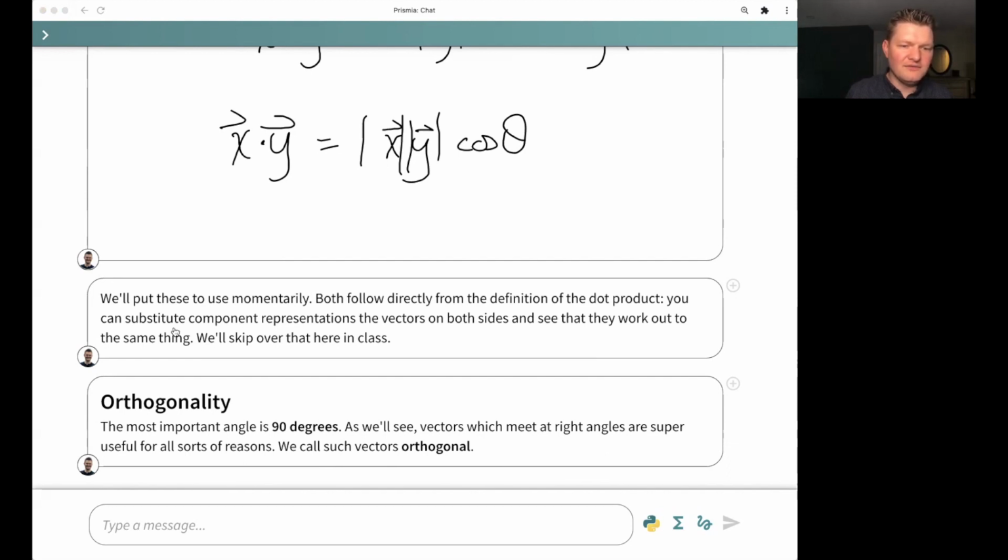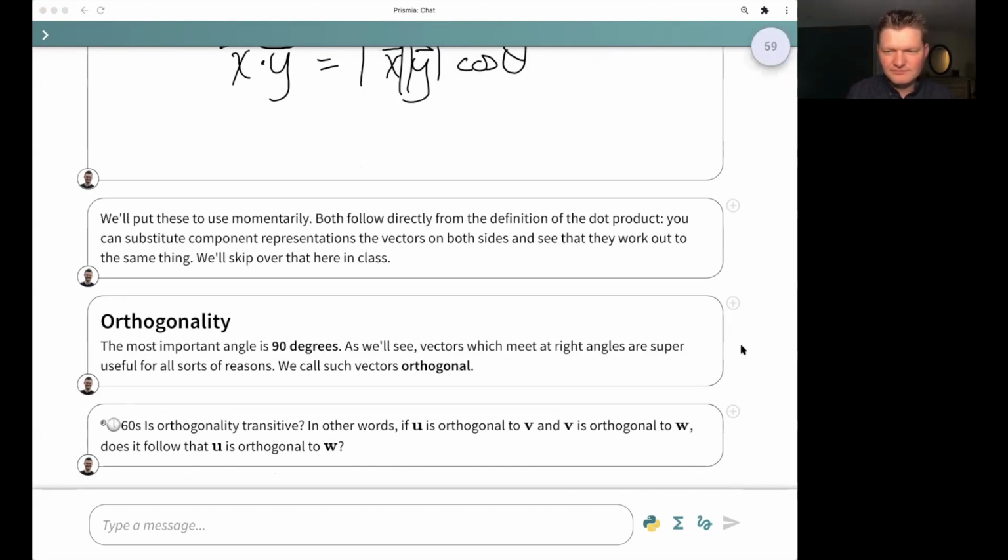So just to warm up a little bit, I want you to think about, is orthogonality transitive? In other words, if I have one vector that's orthogonal to a second one, and that second vector is orthogonal to a third vector, does it follow that the first vector is orthogonal to the third?